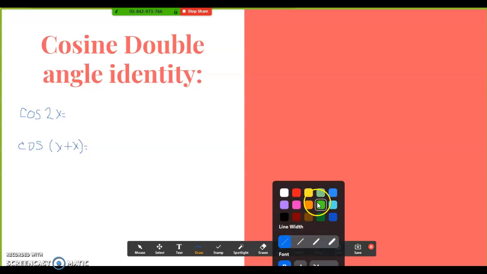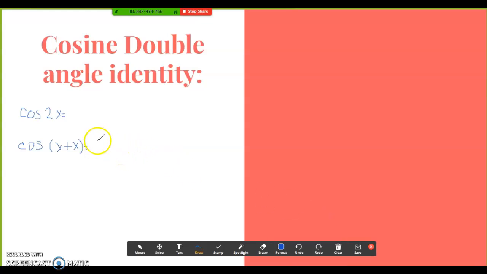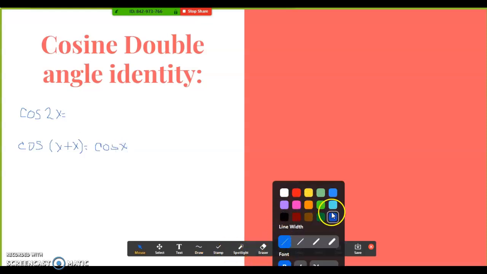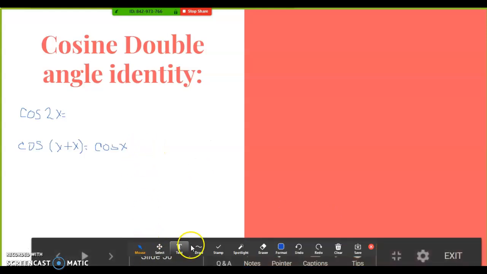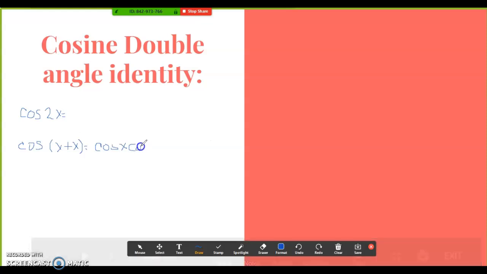So if I expand this from yesterday's cosine formula, I remembered that this should be the cosine of x times cosine of x minus sine of x times sine of x.